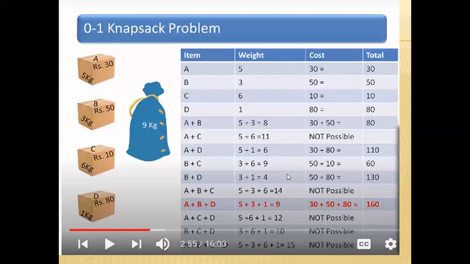So it is not a dynamic programming solution; it is a trial and error or tabular form solution. The same 0-1 knapsack problem is solved using dynamic programming. Tomorrow we will discuss the 0-1 knapsack problem solved using dynamic programming. This tabular form is not dynamic programming, it is a trial and error method. With it we get the answer: the maximum profit is 160 and the sum of the weights is less than or equal to 9.